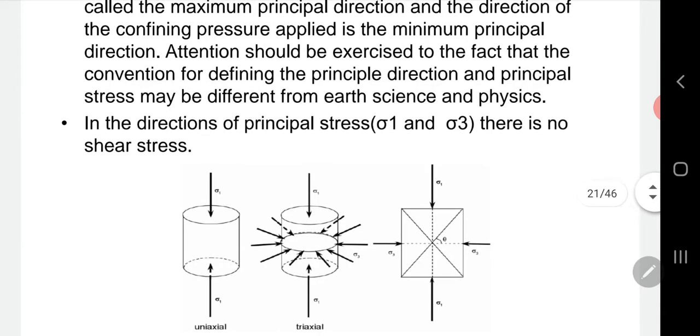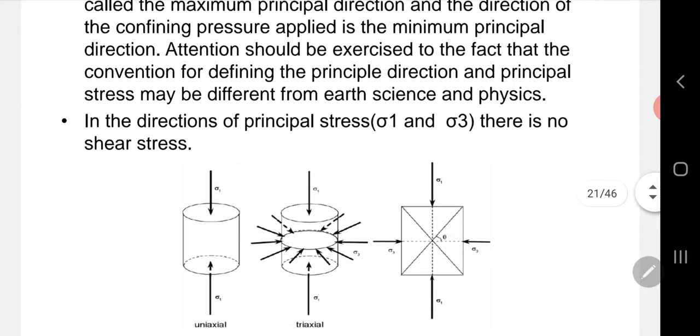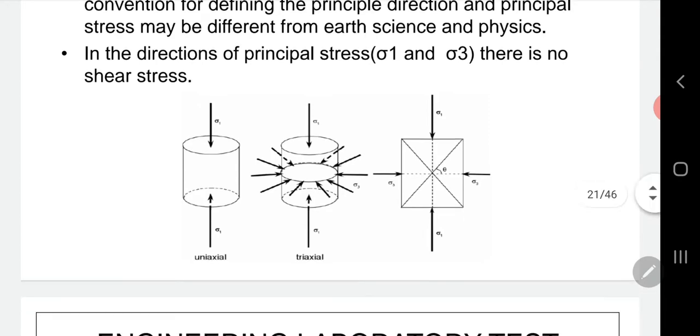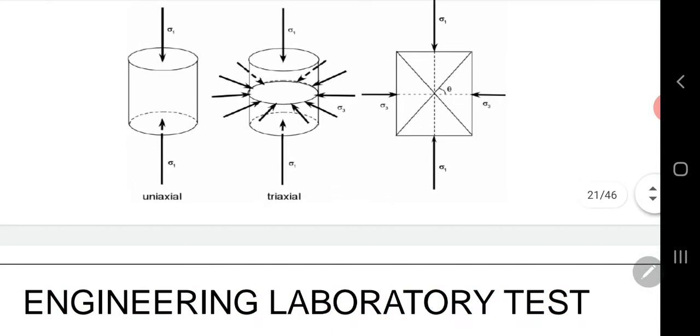Attention should be exercised to the fact that the convention for defining the principal direction and principal stress may be different from earth science and physics. In the direction of principal stress, stress 1 and stress 3, there is no shear stress. Okay, so this stress is given to the sample simultaneously, and then afterwards you will see the failure point basically at a 45 degree angle.